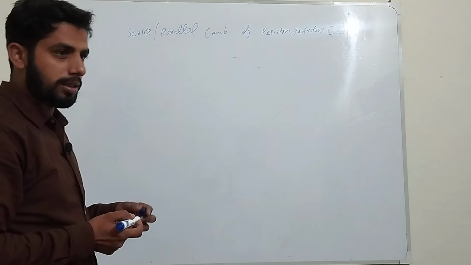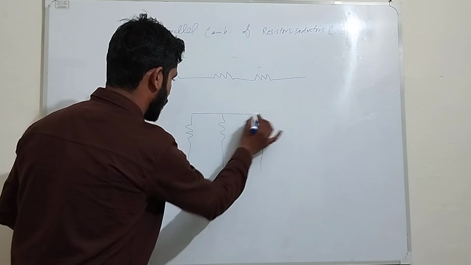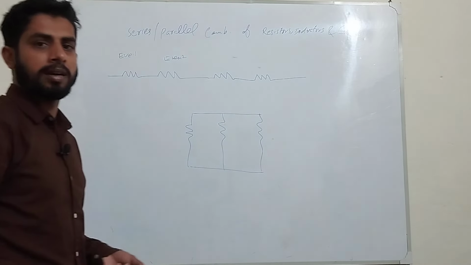So what about series? As you have seen in daily life, a series of events occurs one after another: event 1, event 2. This is a series of events occurring one after another. And in parallel, two or more events occur in parallel. In parallel, this is one event, this is another event and this is another event.